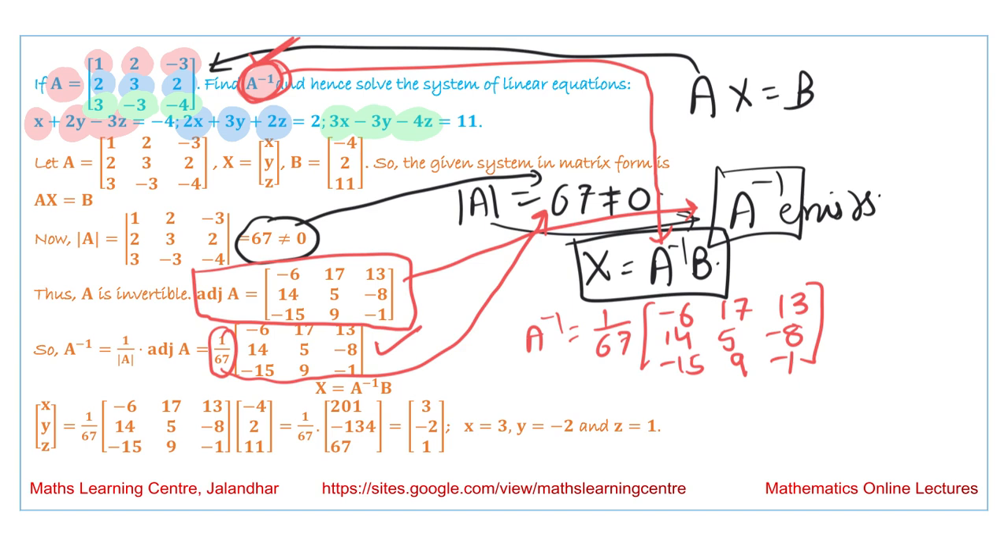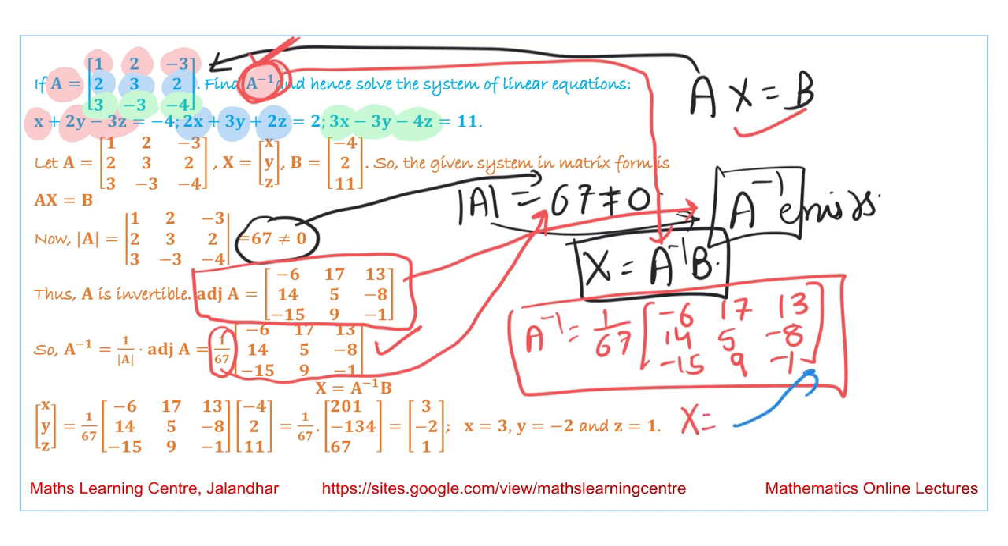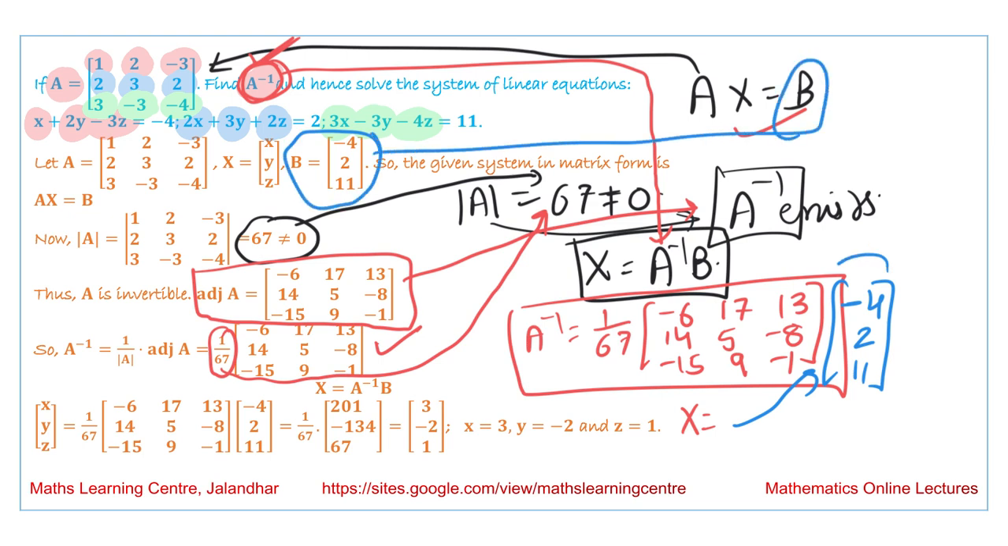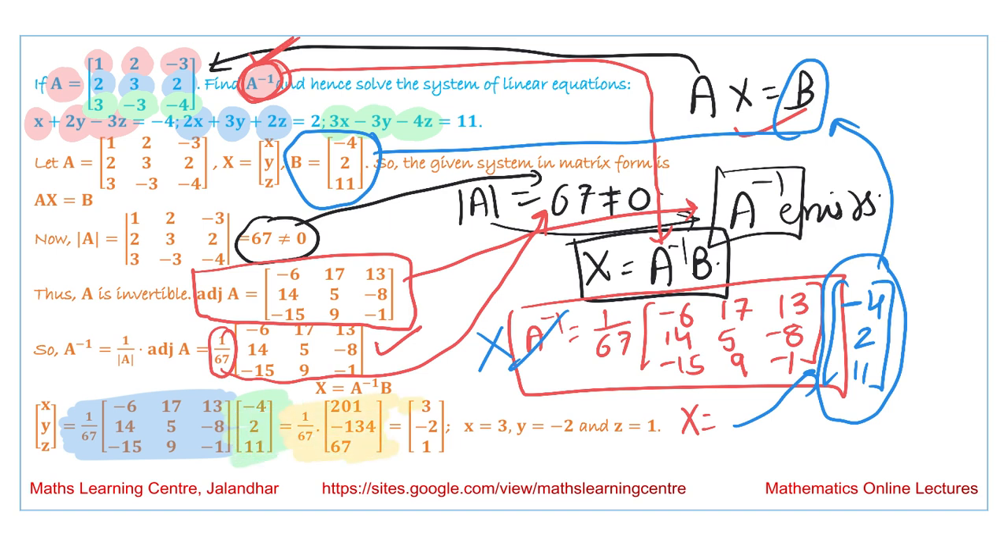Now we can use this A inverse to solve the system of equations, where the value of x will be given by multiplying with this matrix B, which is minus 4, 2 and 11. On multiplying these terms, we will obtain the value of x. This multiplication is shown over here: this is the inverse of A, multiplied with the matrix B, and we obtain the answer in this form.